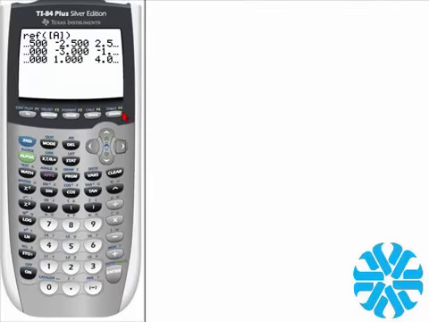Let's go to example number 2. First, let's clear the screen. Example 2 will have no solution. So we want to use a matrix in reduced echelon form to solve the following system of equations.